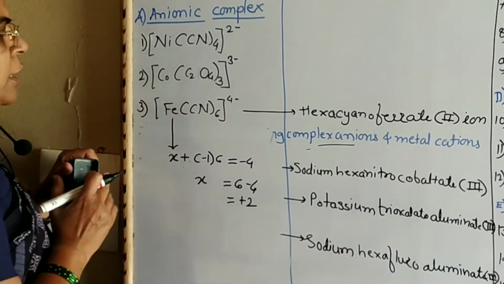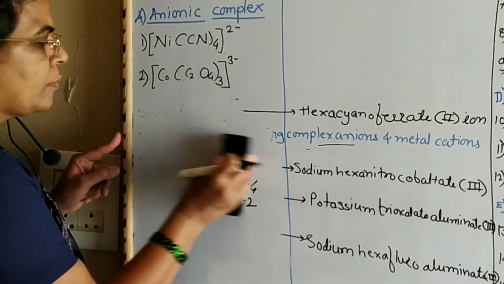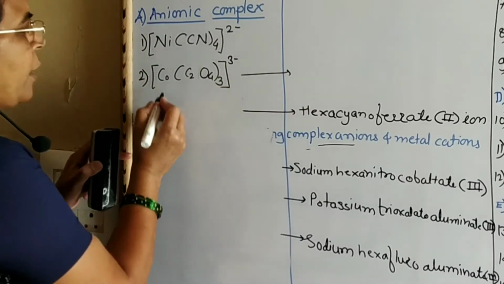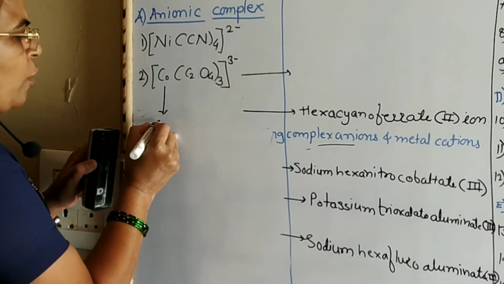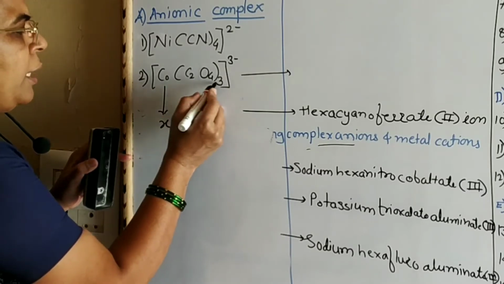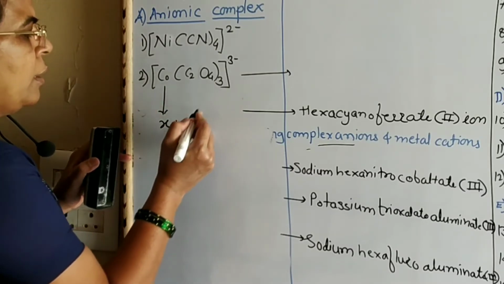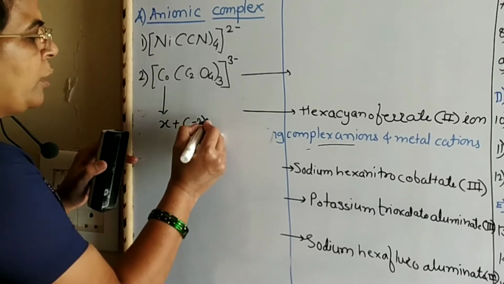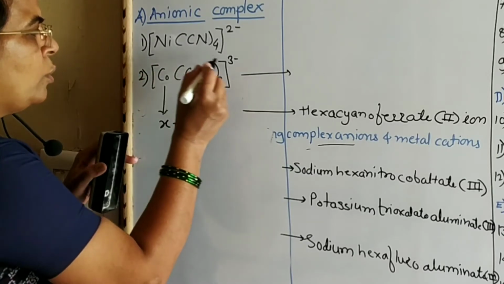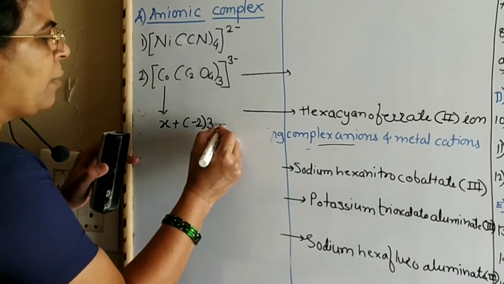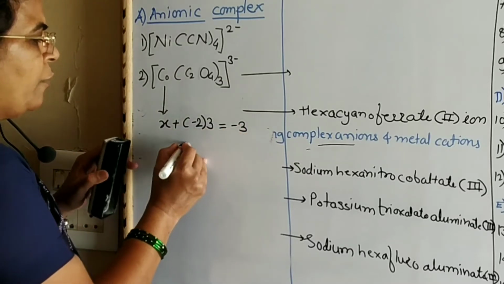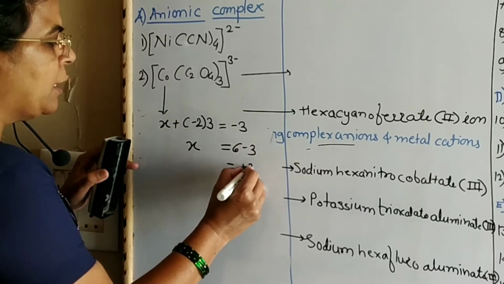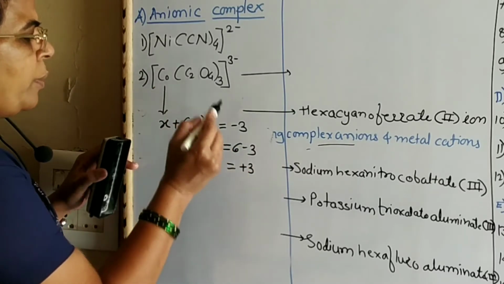Now we are going to see this second one. First we are going to calculate the oxidation state of this cobalt. Consider the oxidation state of cobalt as X. Here there are 3 oxalate ions. The oxidation state of the oxalate ion is -2. There are 3 oxalate ions and the total charge on this complex is -3. Therefore X is equal to 6 minus 3 is equal to +3. That is, the oxidation state of cobalt in this complex is +3.